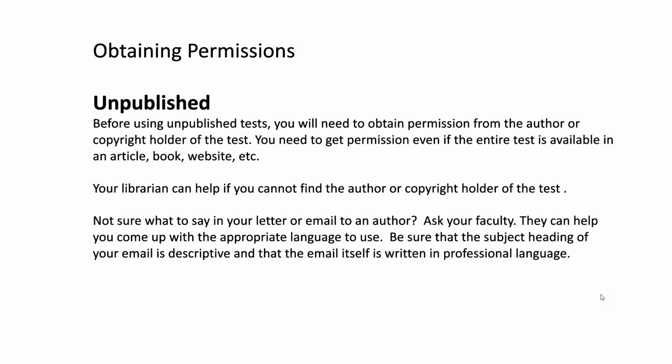Finally, if you're obtaining permission from the author, which again is oftentimes necessary, and you're not sure what to say in your letter or email, usually it's an email, you can always ask your faculty. They can help you come up with the appropriate language to use. Be sure that the subject heading of your email is descriptive and that the email itself is written in professional language. Most of the time when asking for permission from an author, you just want to tell them about your research, right? So tell them what you're using it for, what the context is, and so forth. Most authors are actually more than willing to share the test or measure with you. They just like to track where it's used, and they usually like some kind of follow-up, like what results you have.